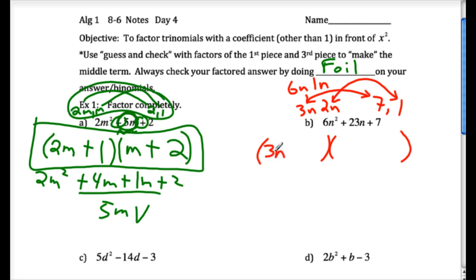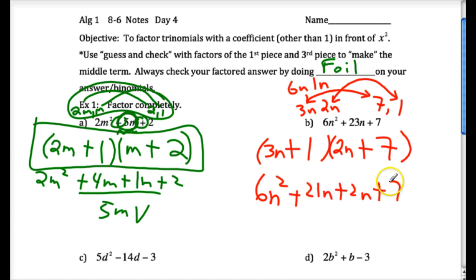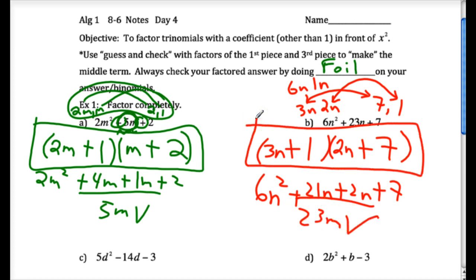This is definitely... Remember, 3n is going to get multiplied by the 7, so I'm going to split those up. And the 2n gets multiplied by the 1, that's the I. And then plus times plus always makes plus. FOIL it. 6n squared plus 21n plus 2n plus 7. There's a 23n. It works. Box your 2 binomials.